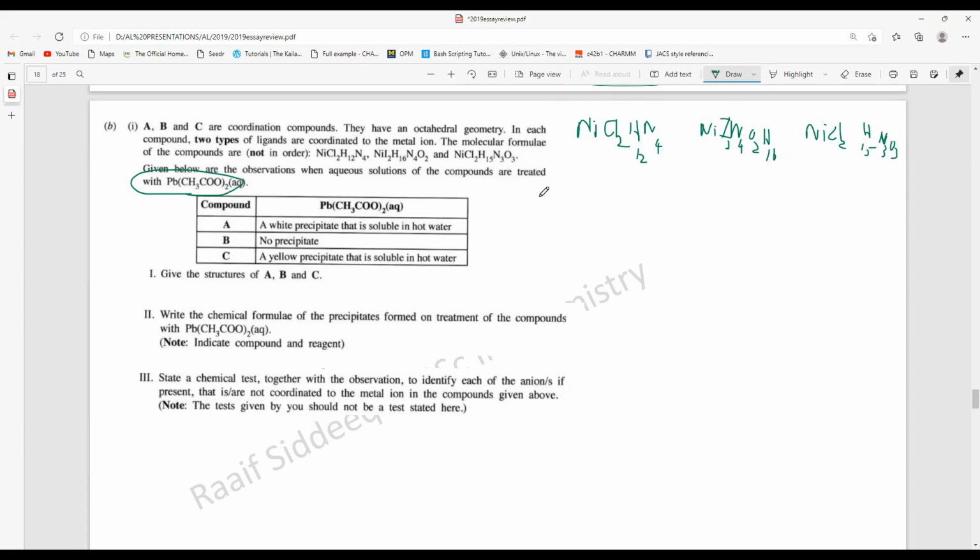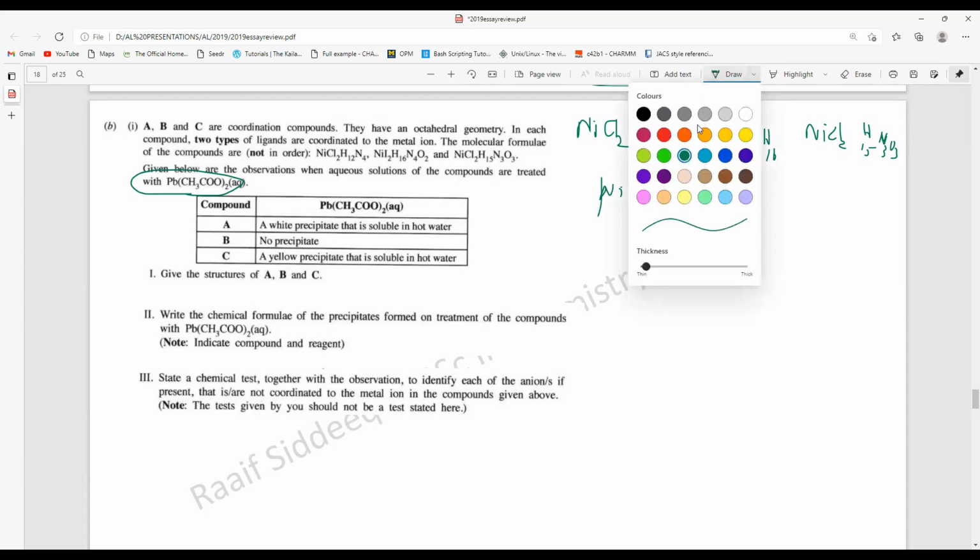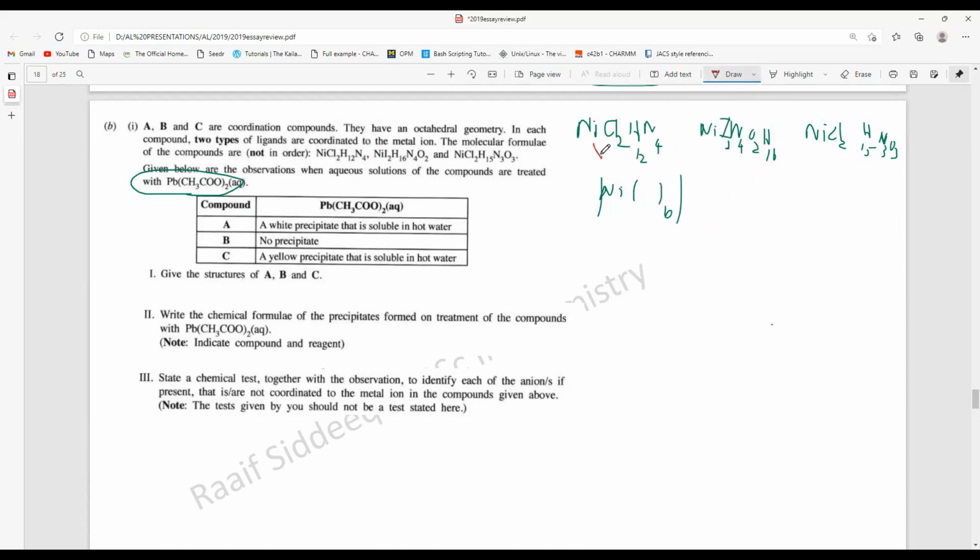N3O3. So the important thing is they have octahedral geometry. So the first point that I am going to make here, around nickel, there should be 6 ligands in each of these compounds. Right? This is the first point.